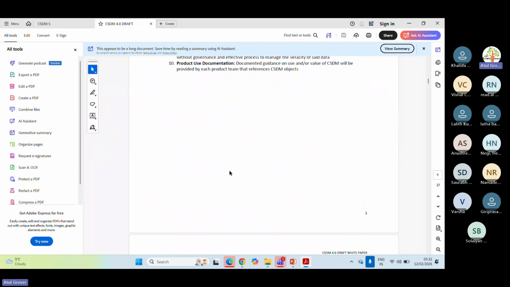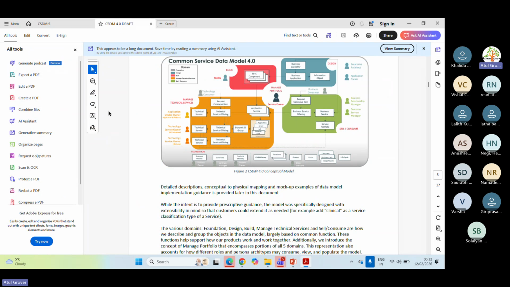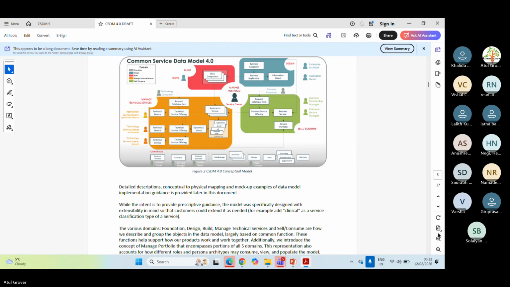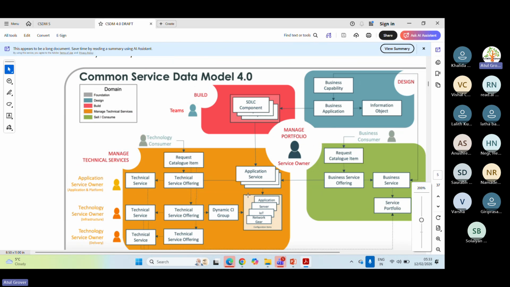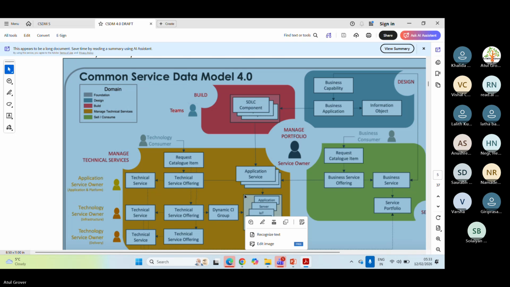This is the white paper of 4.0. See, here it is. This is your CMDB.